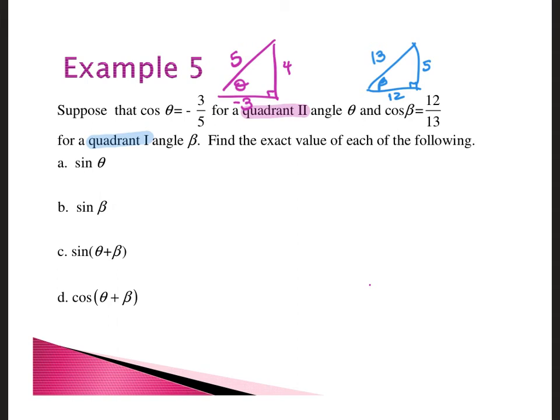Cosine of theta. I just need the one triangle. I look at opposite over hypotenuse. Theta is the one on the left, the purple one. It would be 4 over 5.